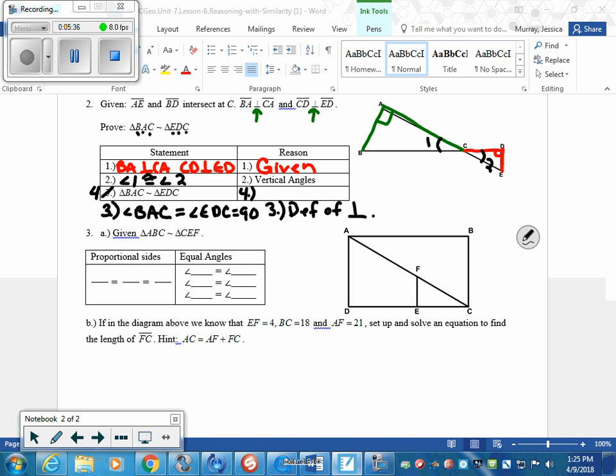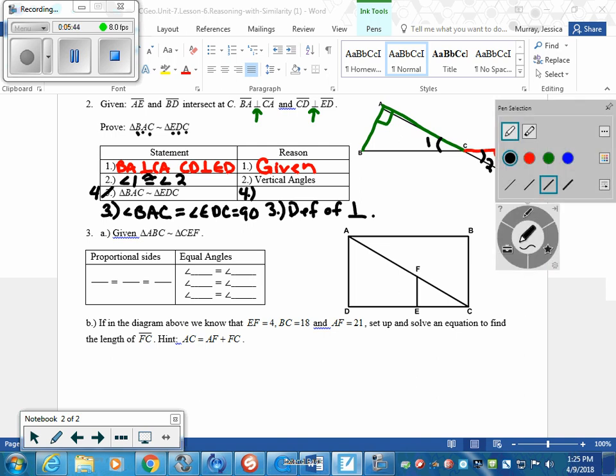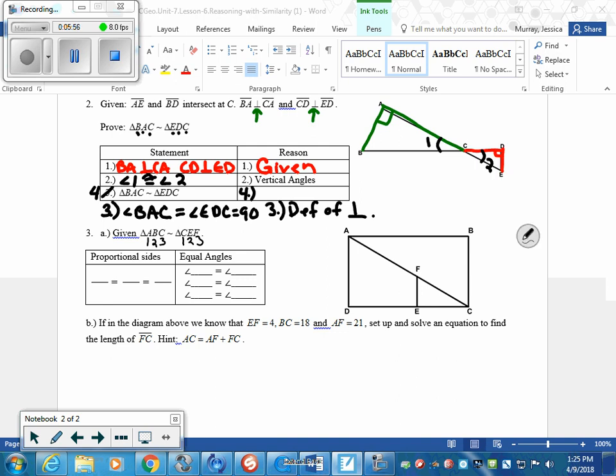Okay. All right, on number 3, take a look at your angles and pay attention to what we were doing in class today. If you were paying attention in class today, we did 1, 2, 3, 1, 2, 3, and we set up the correct proportional sides and the equal angles based on that. And then 3B, they're giving us pieces of information.